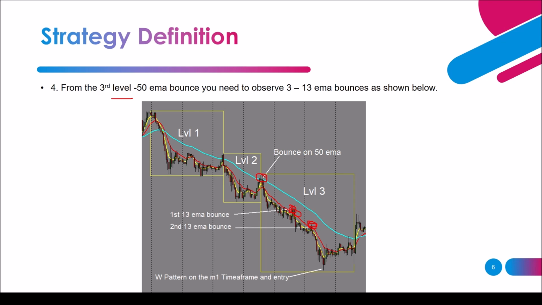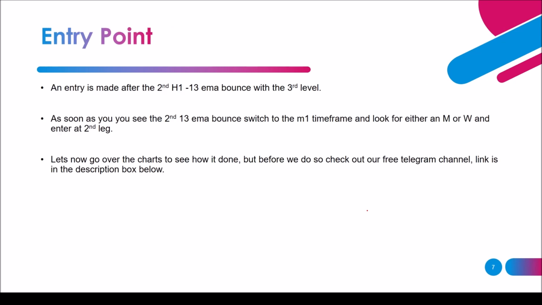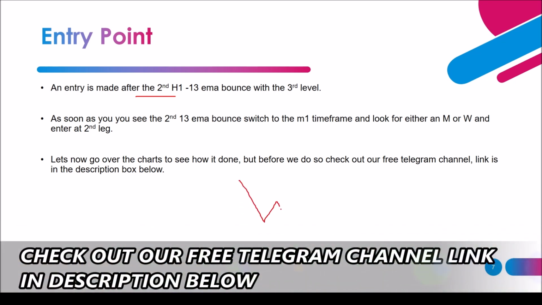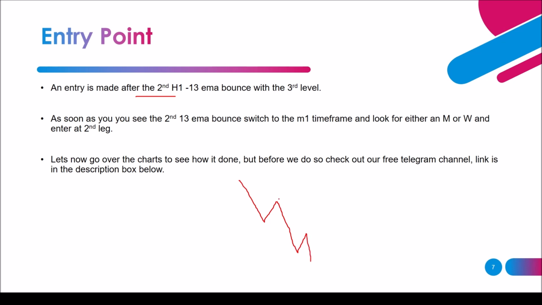Then after this bounce, you need to switch to the lower time frame, which is the M1 time frame, where you are going to stalk for a W pattern in this market context for you to enter a long position. So here is how you make your entry. An entry is made after the second H1 13 EMA bounce within the third level. So we've said the first thing is to see 2 bounces on the 50 EMA. On this second bounce, you now need to wait and see 2 bounces on the 13.